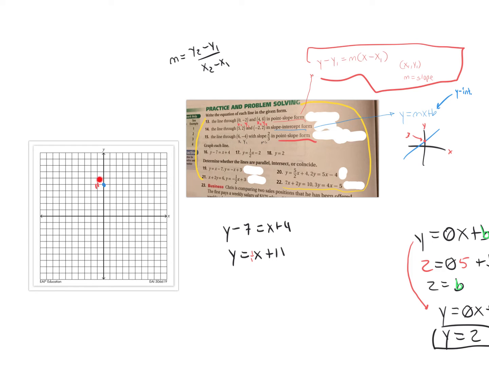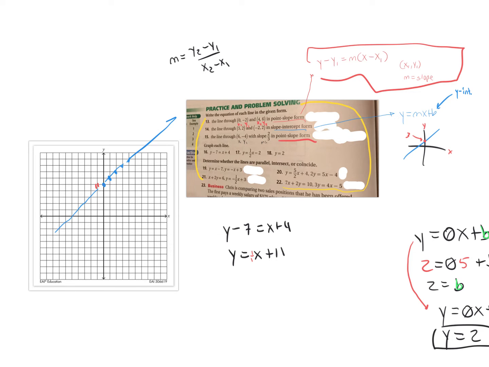So we're going to go up 1 to the right 1, and then we're going to write our next point. And then you could keep going up 1 to the right 1, and so on. Okay, you just keep going like that. Next thing you know, you have your line. Okay, so hopefully that makes sense.